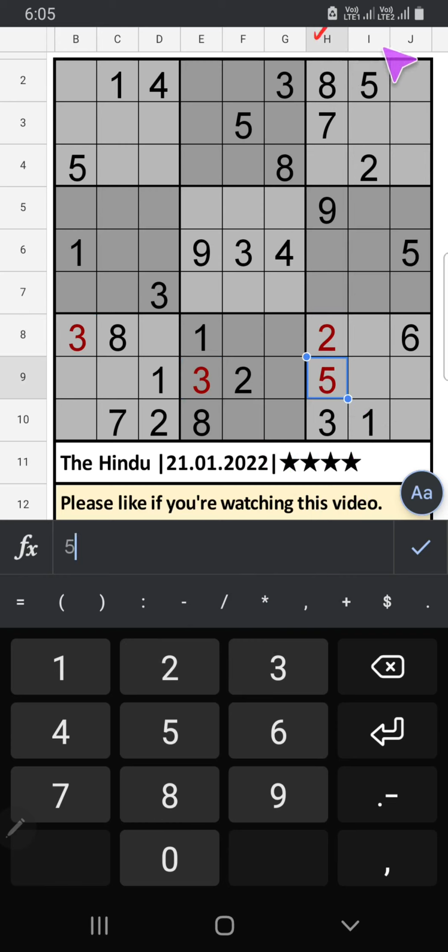Column H and column J we have 2. So 2 can't come in these cells. Column D also we have 2. So 2 can't come in this cell. Then 2 is confirmed here.